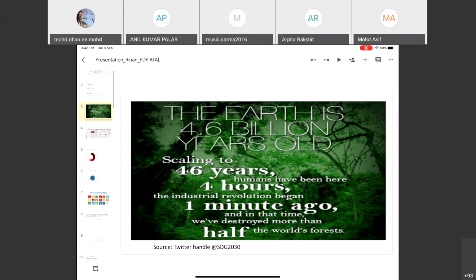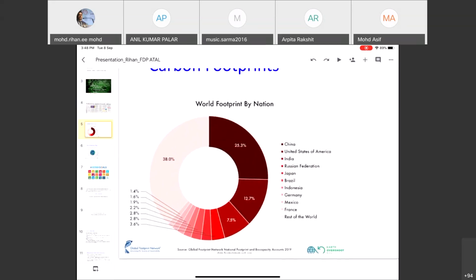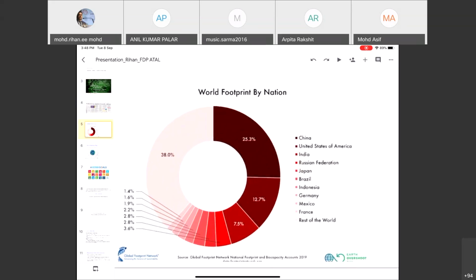So now I'm coming back to what we are discussing related to the environment question and the need for sustainable development. In that connection, I wanted to show this. This is interesting data. You see, this slide is showing the carbon footprint by nations, different nations around the world.